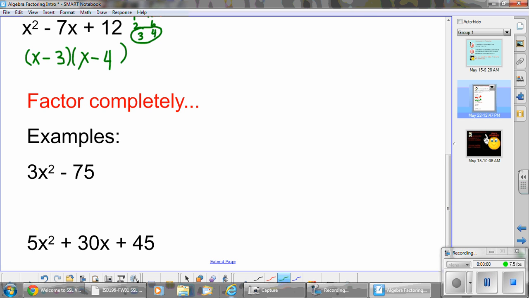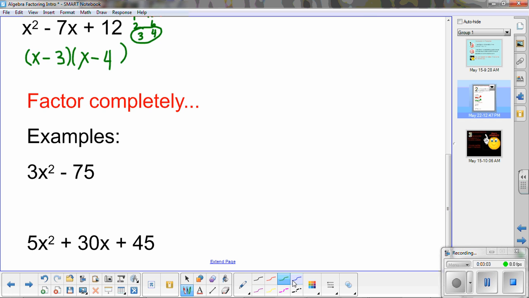Now for the last type of problem that we're going to work with, we're going to factor these completely. When I see 3x squared minus 75, the first thing I notice is that I can pull a 3 out because that's a common factor of both terms. If I pull out a 3 or divide each of these by 3, I end up with x squared minus 25. This right here is what we call the difference of two squares, because this is squared and this is also a perfect square.